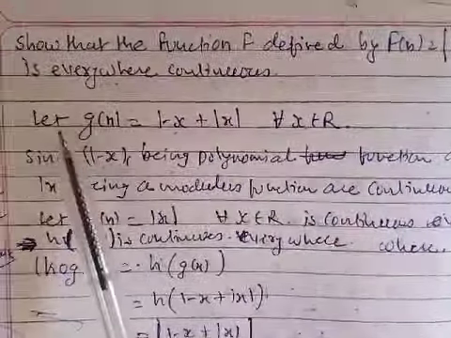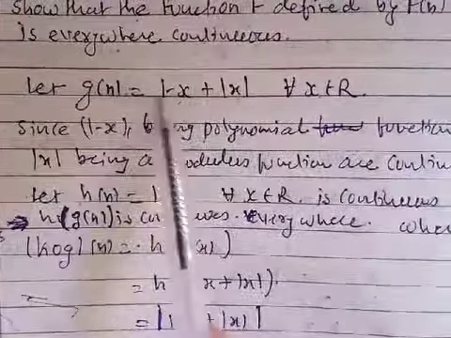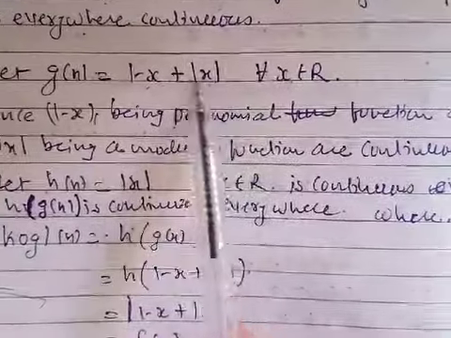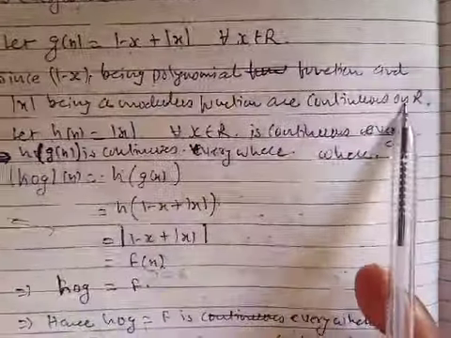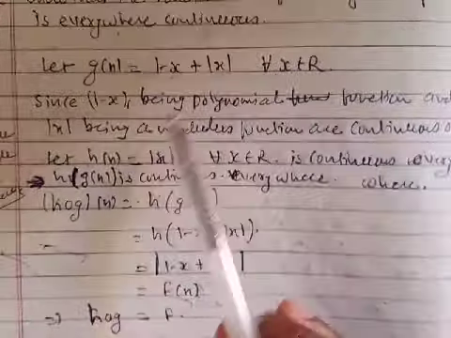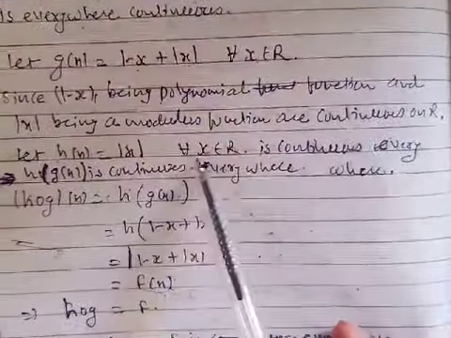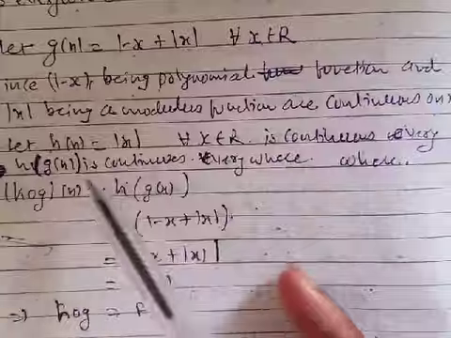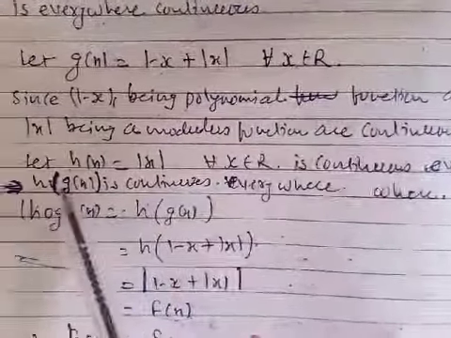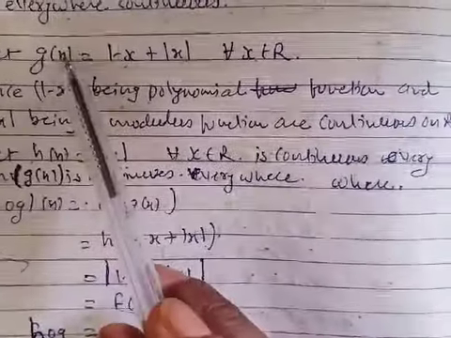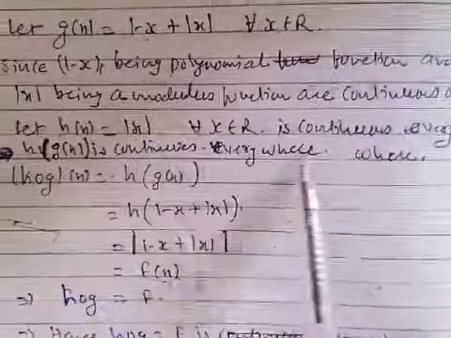What did we prove first? Let g of x be continuous. Why? This being a polynomial function and this being a modulus function, it is continuous, therefore g of x is continuous everywhere. Now h of x, what have we taken? Mod of x. Mod of x is continuous since it's a mod function, continuous everywhere. Then operate h of g, meaning h of g of x. Since g of x is continuous and h is continuous, thus h of g is also continuous everywhere.